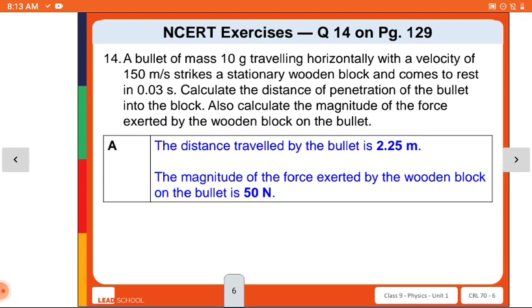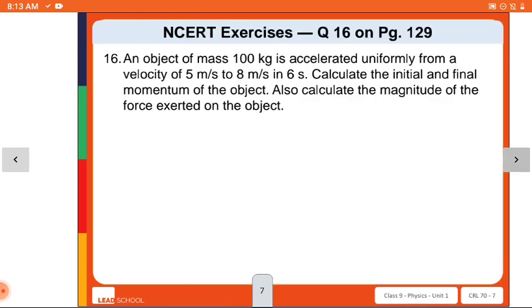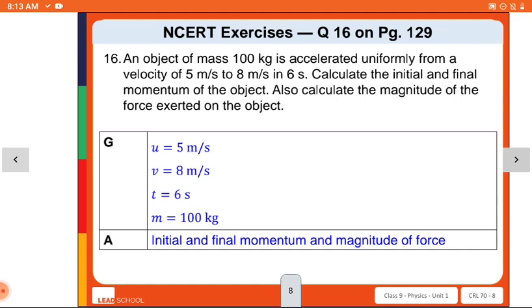So student, that is the solution of question number 14. According to question number 16, an object of mass 100 kg is accelerated uniformly with velocity from 5 meter per second to 8 meter per second in 6 seconds. Calculate the initial and final momentum of the object. Calculate the magnitude of the force exerted on the object.